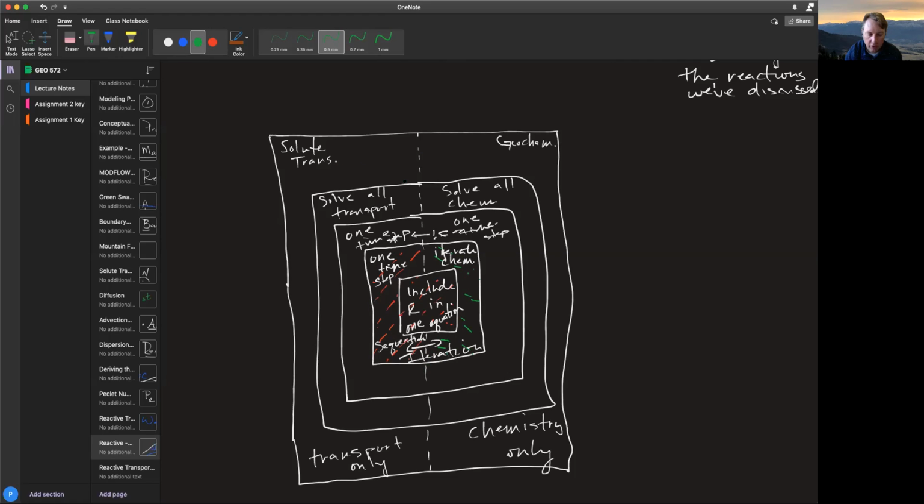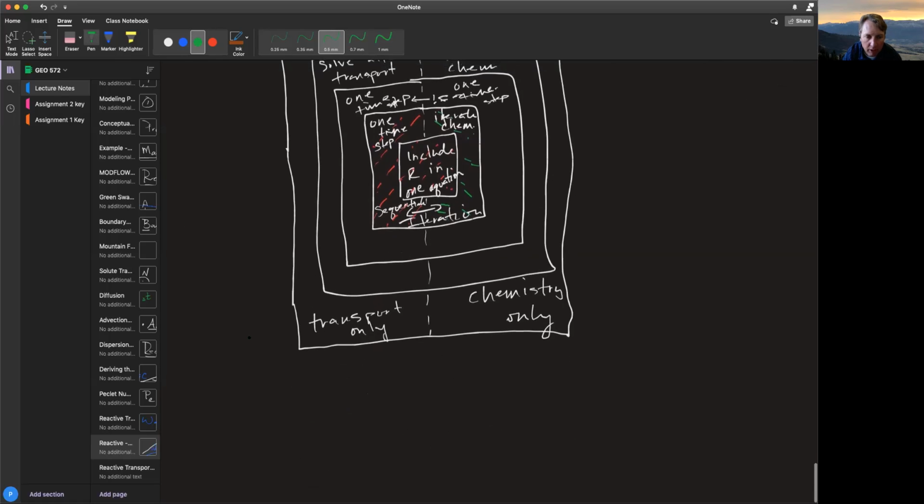All right, we're going to stop there for today. In our next lecture, what we're going to do is consider first order decay, write it into one equation, and then we're going to develop an Ogata-Banks solution for first order decay and absorption and play around with it.